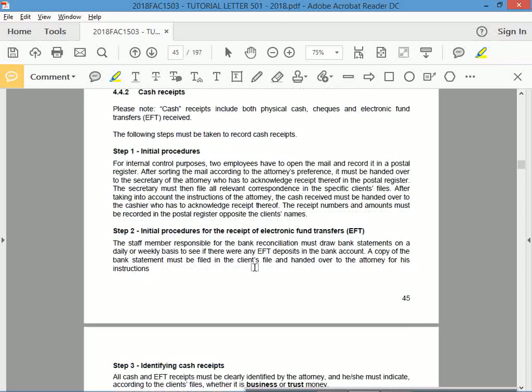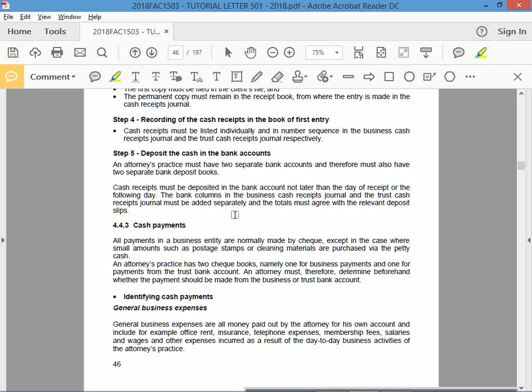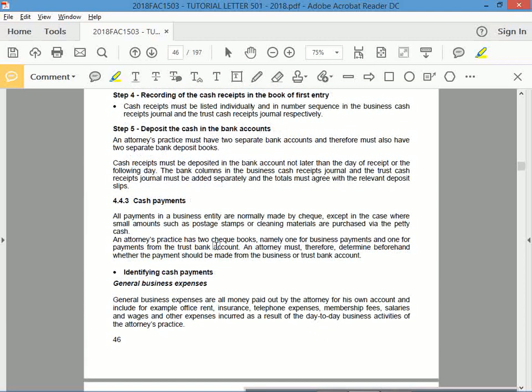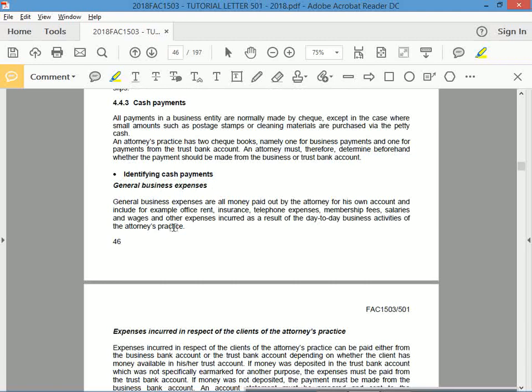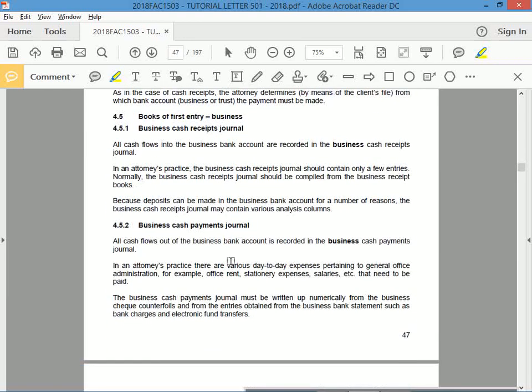Cash receipts, initial proceeds, that's fine. That's looking at the journals. This is the deposits, that's fine. That's the journals. The cash payments is CPJ. Business expense we've spoken about, that's fine. Yeah, you can go and read this if you want more additional information. Business CPJ, business CRJ, what we've spoken about.